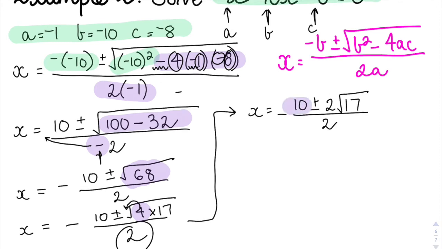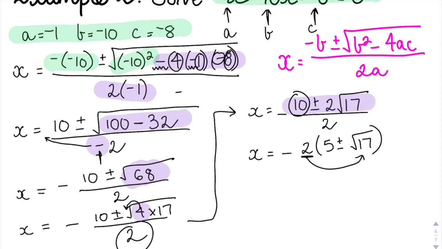What you might notice here is in our numerator, we can bring out a common factor of 2. So let's go ahead and do that. We'll have negative out the front, and then we'll bring out our common factor of 2. 2 lots of 5 give us that 10, plus or minus root 17, as 2 times the root 17 gives us this term here. We'll put all of that over the 2, which is our denominator.